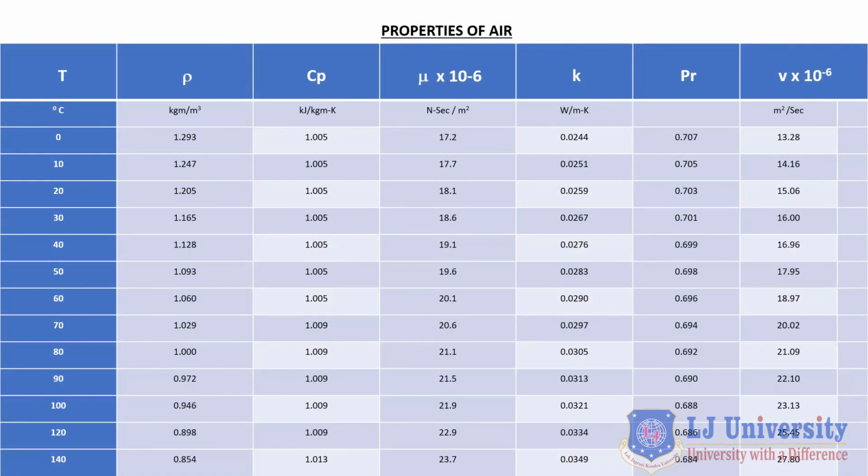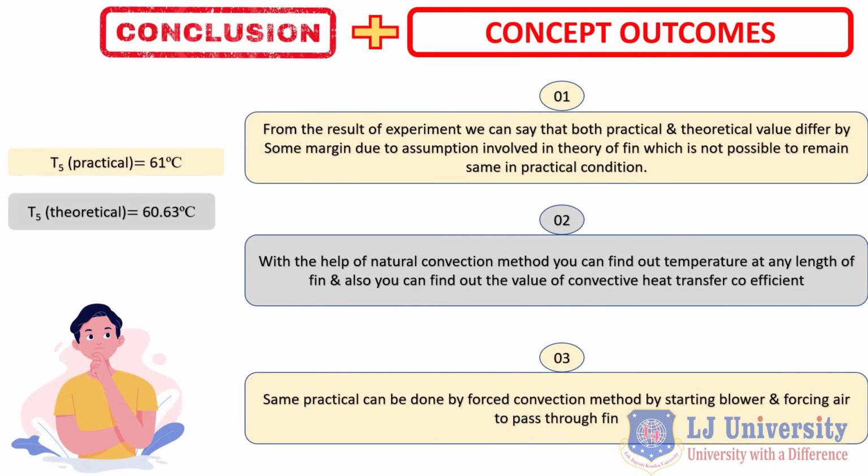So now let's go towards the conclusion. You know that we got the practical value, which is 61 degrees Celsius. How did you get this practical value? If you supply a particular voltage and current to that device, you can directly read this T5 value from the apparatus. But the theoretical value that we have derived comes out to be 60.63 degrees Celsius.